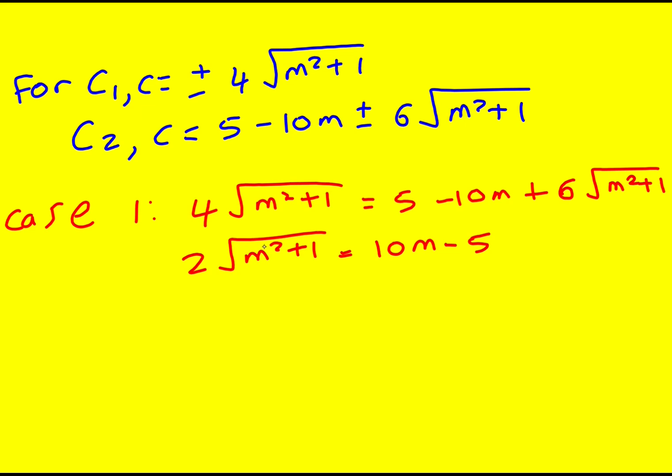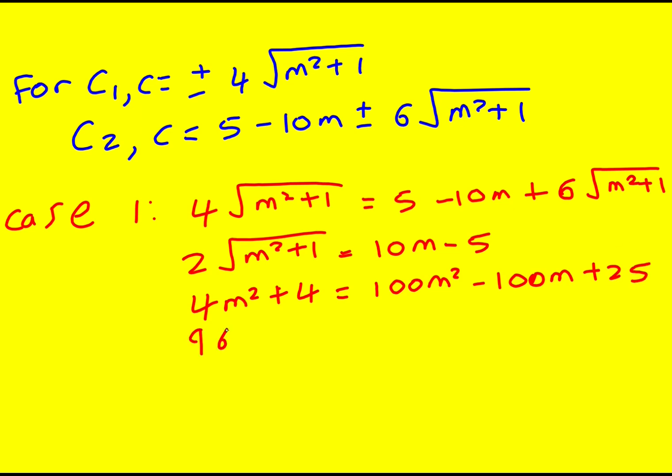So let's square it to get rid of that square root. I'm going to get 4 times m squared plus 1, so 4m squared plus 4. And then I'm squaring 10m minus 5. That's going to give me 100m squared minus 50m, so minus 100m plus 25. Therefore, 96m squared minus 100m plus 21 equals 0.